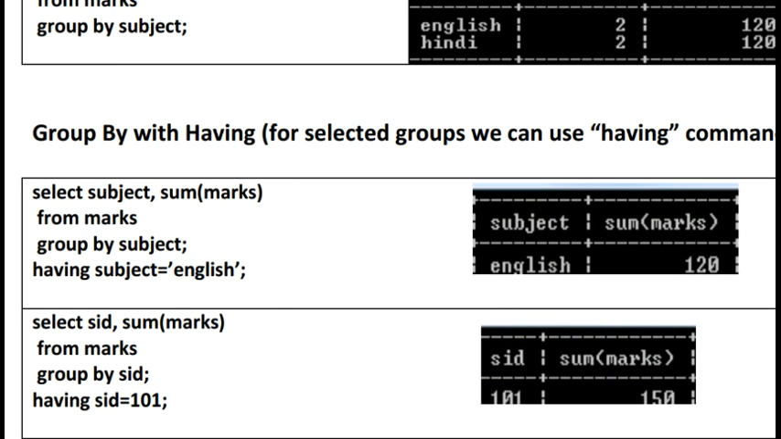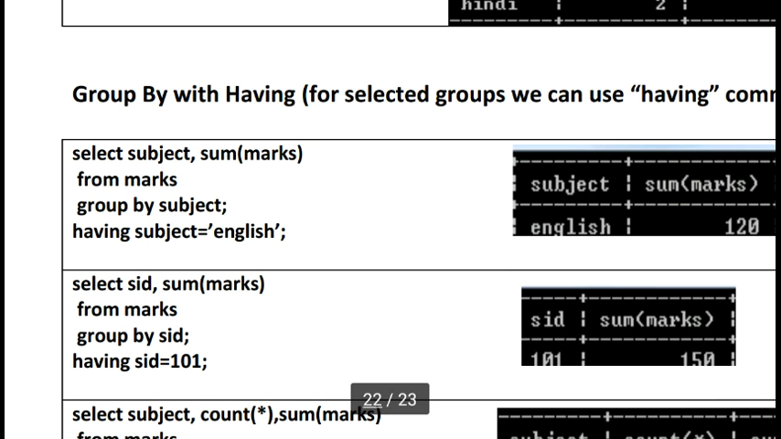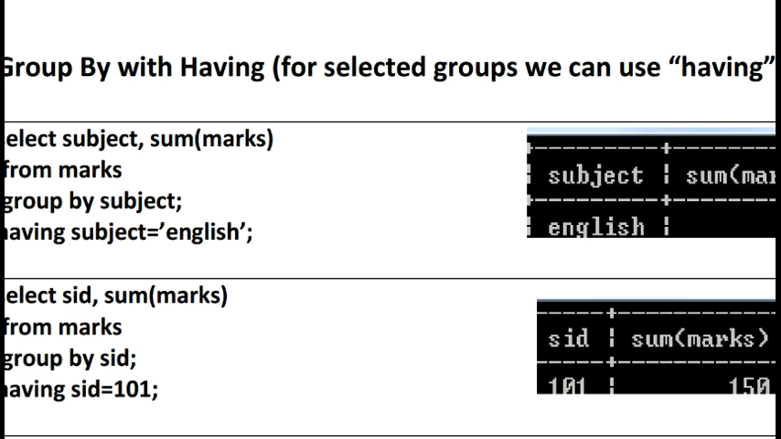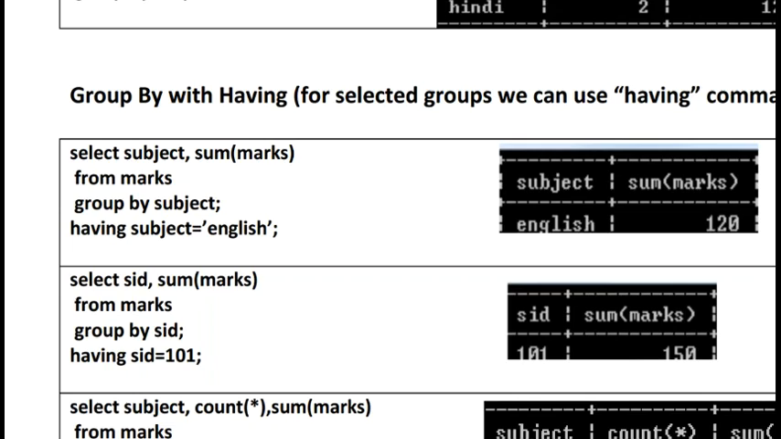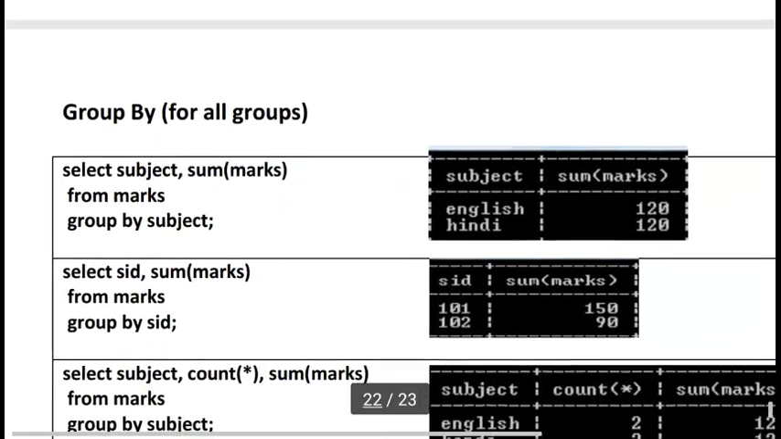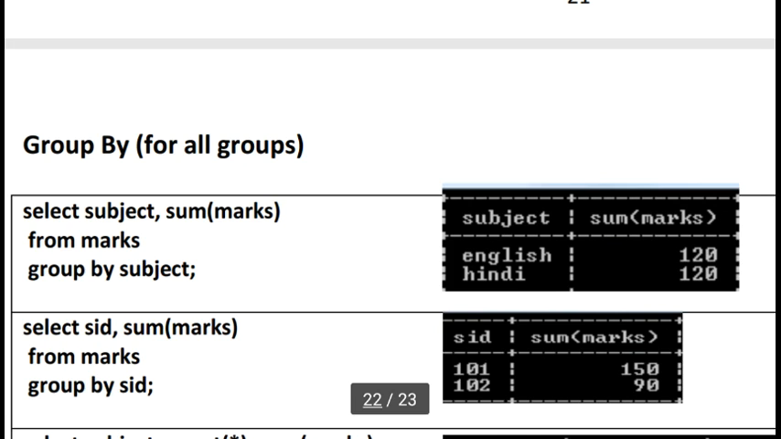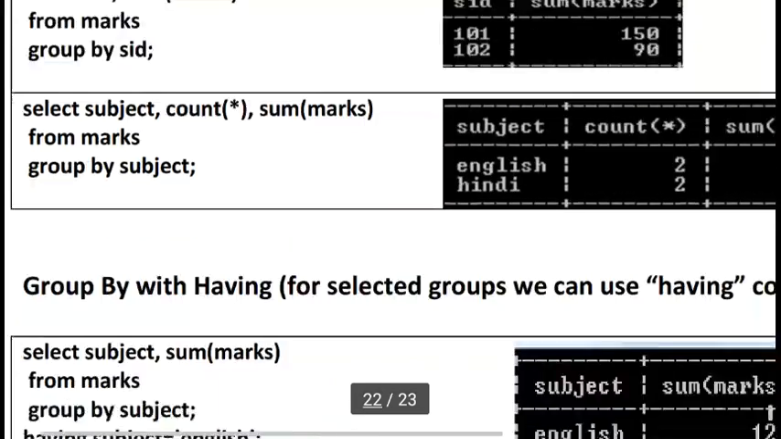So here we can take again the same example. Select subject, sum of marks from marks, here group by subject. This is the important line. Grouping basis column is subject. According to subject, each and every subject will group, but it will show all the groups. But here I am writing having subject is equal to English. So it will select only the English group. So you can see English 120. But before, without having, you can see Hindi 120 and English 120.